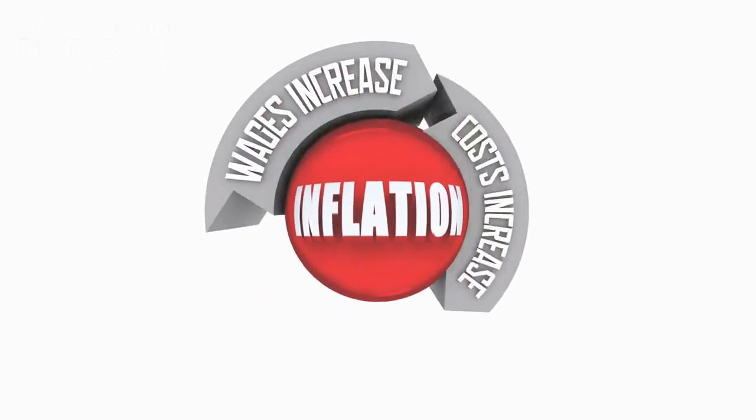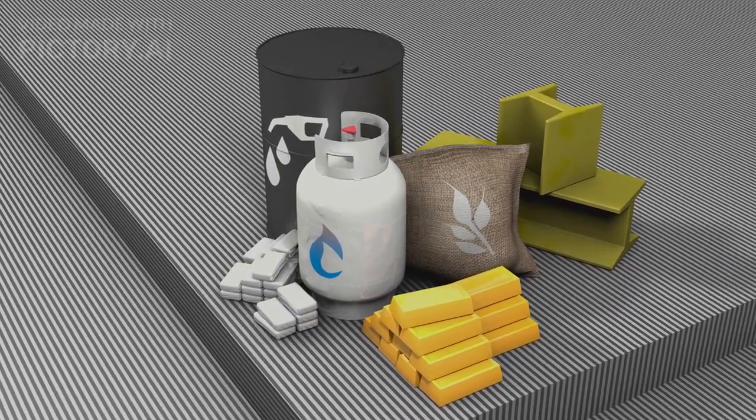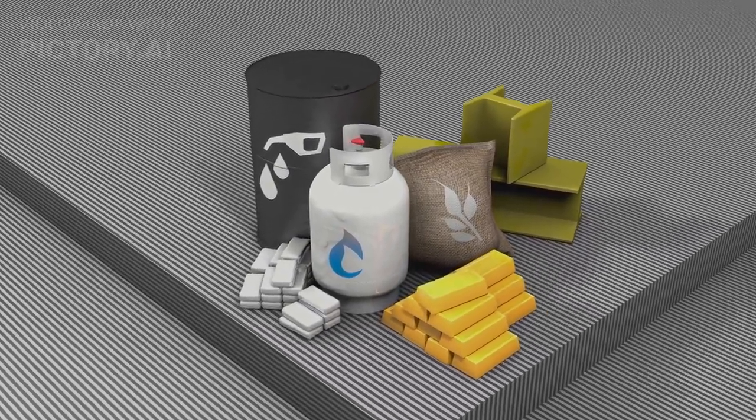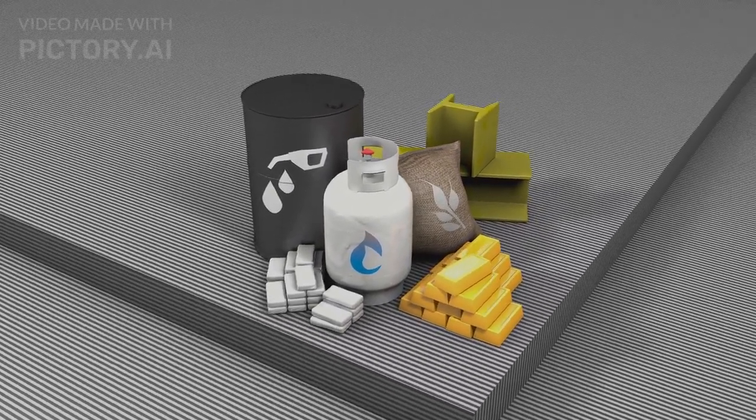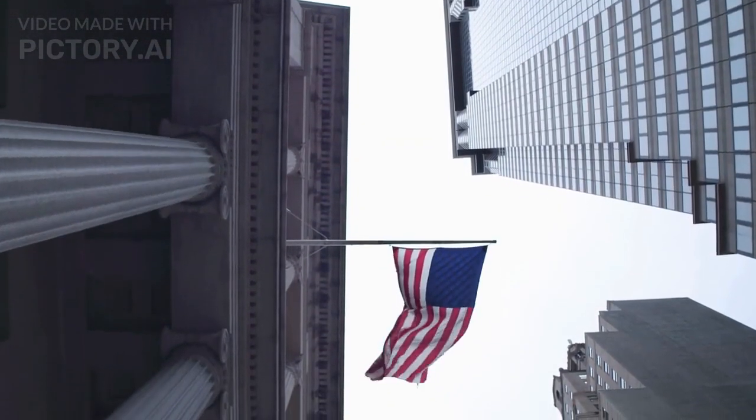One of the primary drivers of inflation is an increase in the money supply. When there is more money in circulation, there is more demand for goods and services, which can lead to higher prices. This is often the case when central banks print more money, which can lead to inflation.